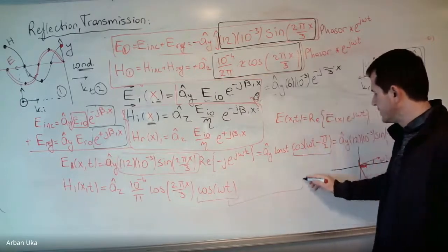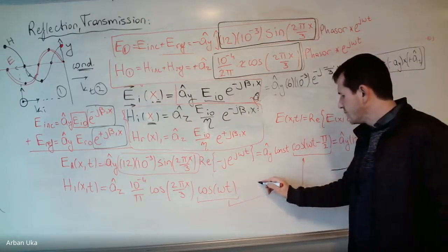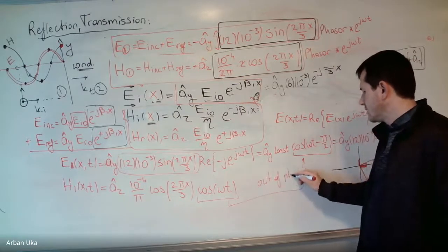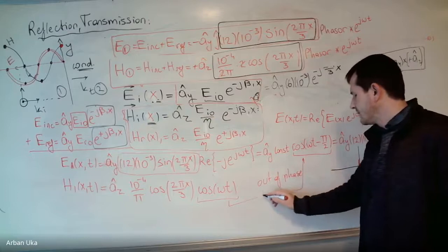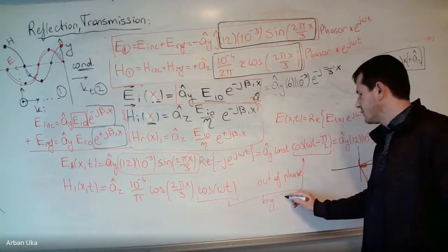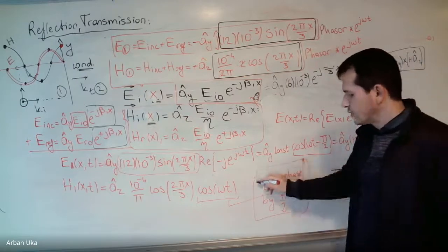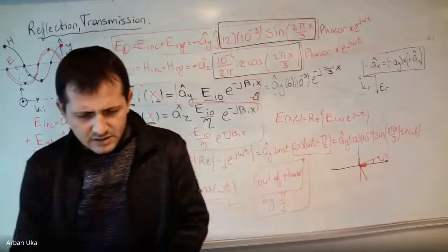So we can observe here, out of phase by an angle of pi over 2. This is how we can report these. Okay, is this clear?